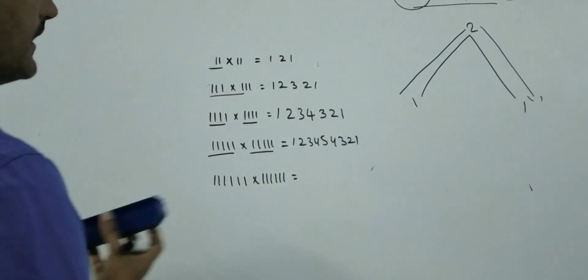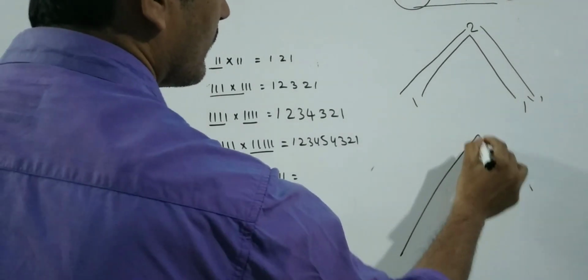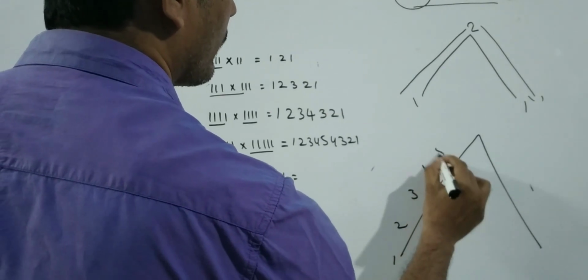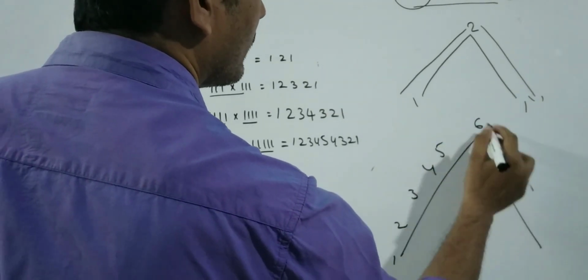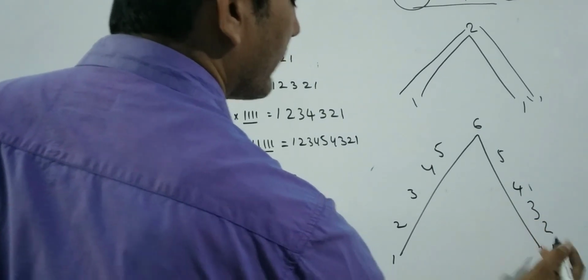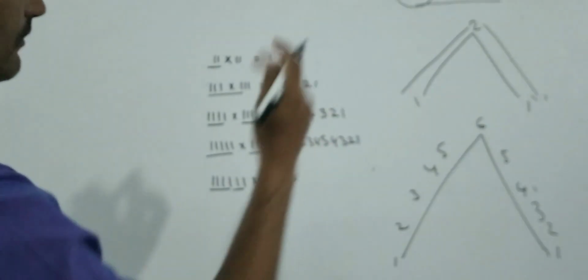See friends, how easy it is. Here 6 digits are there. Then 1, 2, 3, 4, 5, 6. Again 6, 5, 4, 3, 2, 1. See friends, for understanding purpose only I am telling this one. In examination we can directly go for the answer.